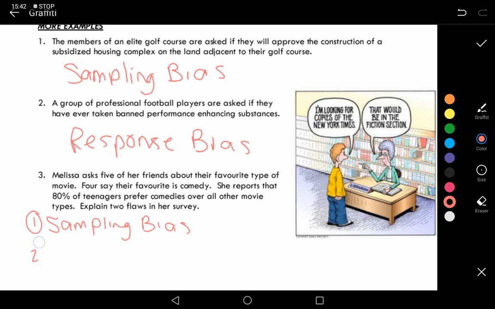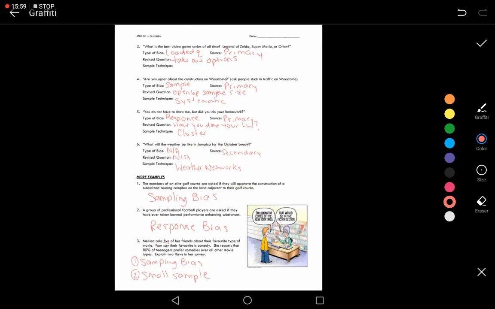Okay, the second thing is that she only asked 5 of her friends. Okay, so that's a very small sample size. So we can't make the assumption that, like I said, 80% of teenagers prefer this. It's just simply too small of a sample. Okay, so this is the end of the second note on collecting and analyzing data.